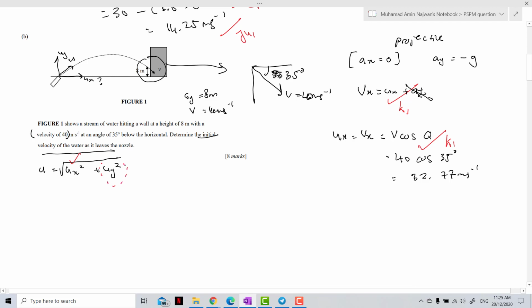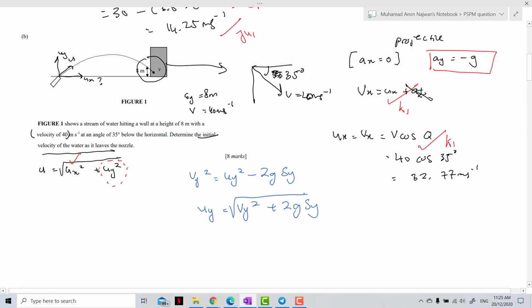Now, how do you get UY? For UY, we can't use any normal concept, because we know our AY equals negative G. So, with the blue pen, VY squared equals UY squared minus 2GSY. Why do I use this? Because we do not have time. We have no time component, so I use this equation and rearrange it to get UY equal to the square root of VY squared plus 2GSY. When you do this, you can find UY. G we have, SY we have. Do we have VY? We do, referring here, we have VY.